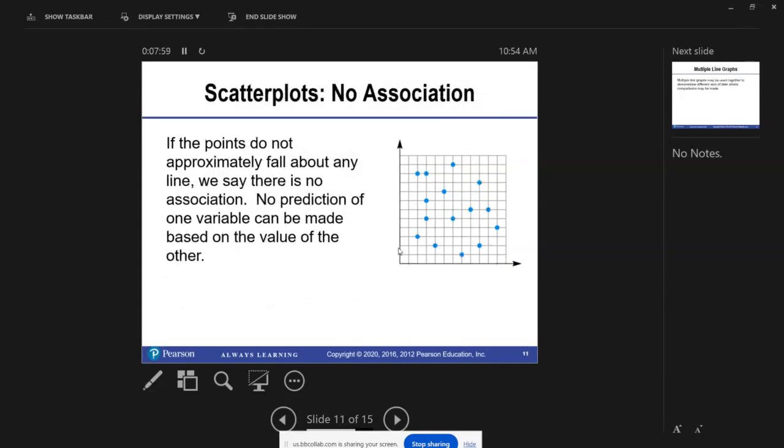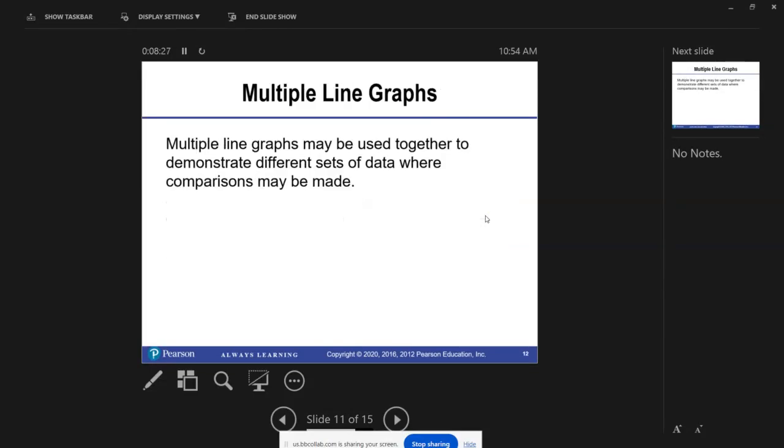Okay. Then you could have a scatter plot that has what we call no association. So if I look at these points here on this graph, you can't really tell where to draw a trend line. You can't tell if it would go up or down. You just have random points scattered here, and they don't really seem to have any kind of association. They're not all going up or all going down. So here we say no prediction of one variable can be made based on the value of the other. So there's no association there.